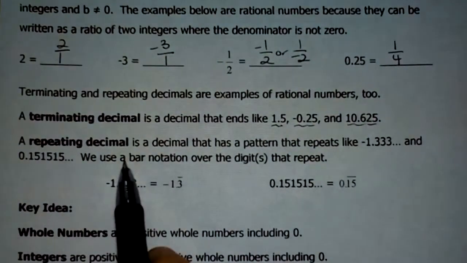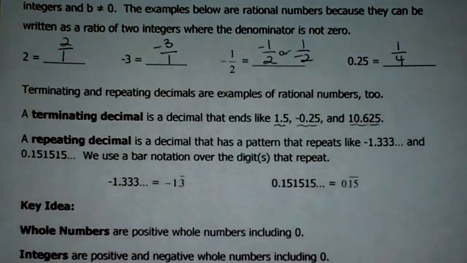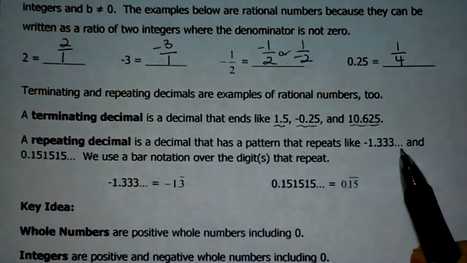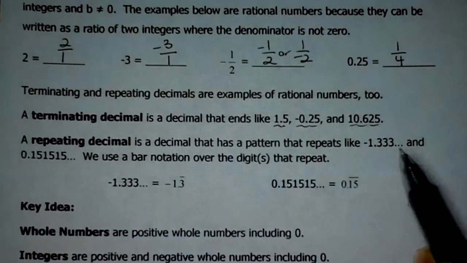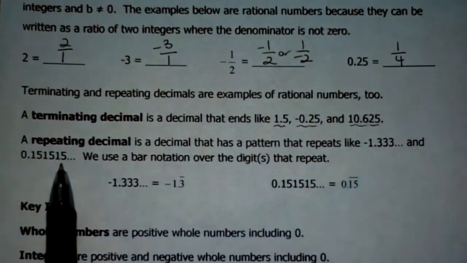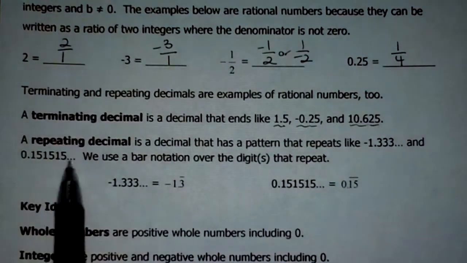A repeating decimal is a decimal that has a pattern that repeats, like negative 1.333, and then there are these little dots after to show you that it keeps going on and on, like me. I know, I do it all the time. And here we have 0.15, 15, 15, 15, dot, dot, dot. That means it's going to keep going.